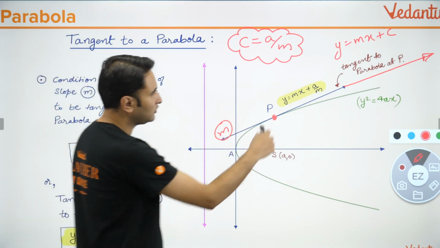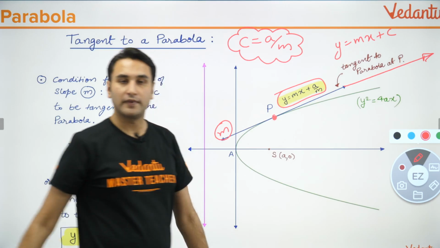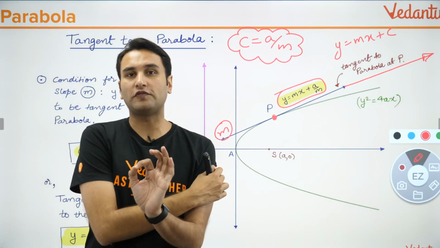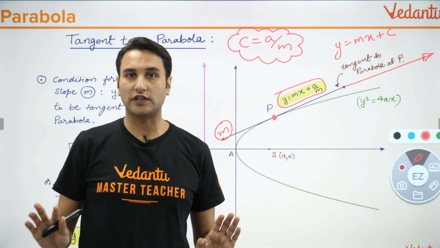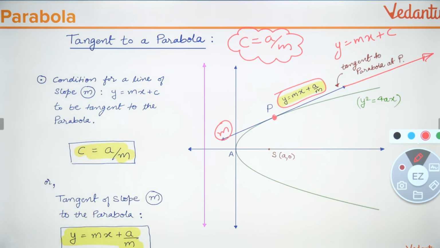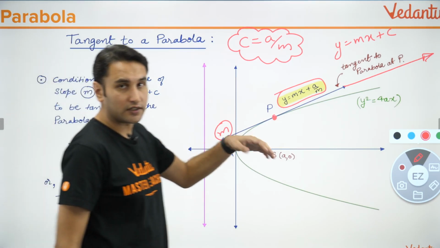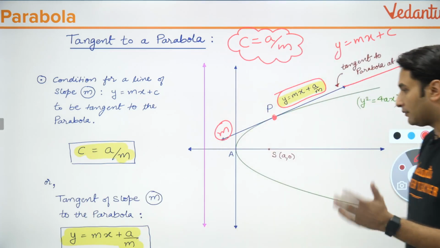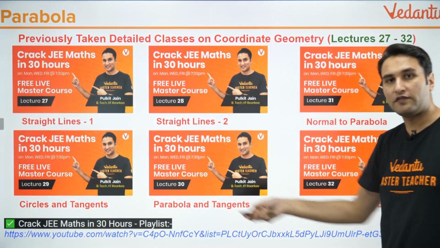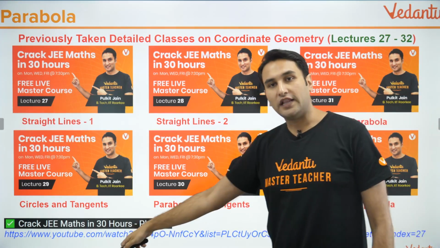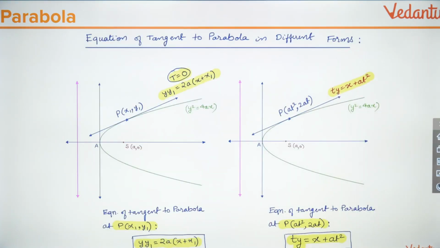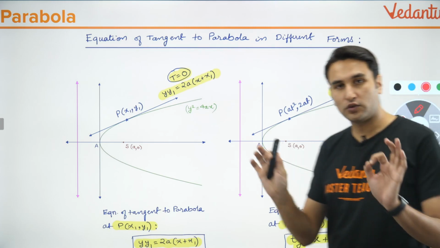इसकी इक्वेशन क्या हो जाएगी बच्चों? y is equal to mx plus a by m. ठीक है, अगर स्लोप m है, if somebody tells you that the slope of the tangent is m, so you can write the equation of the tangent as y is equal to mx plus a by m. Is that clear? ठीक है, ये derive कैसे किया है? If you want to learn the derivation of it, okay, I'm not doing the derivation here. If you want to revise the derivation of it, you can go through my previous classes. The link of these classes is given in the description, but I'm not going there. Quickly, just revising. I'm hoping that you at least know the results.